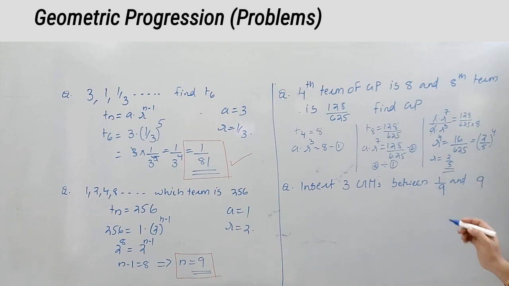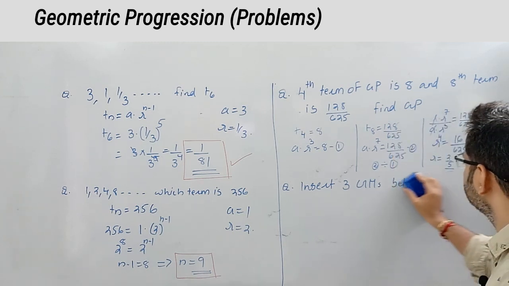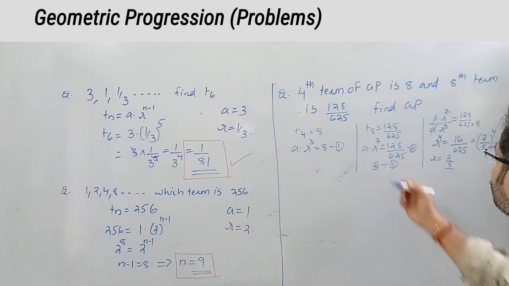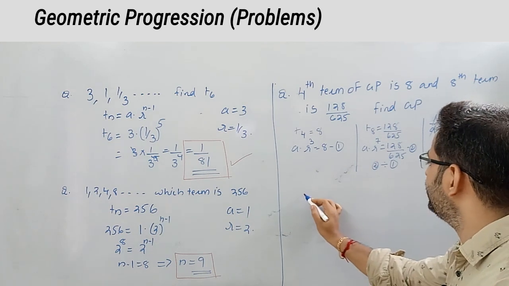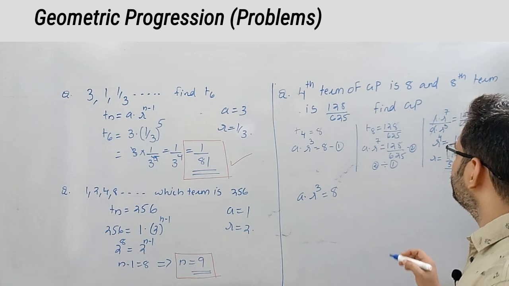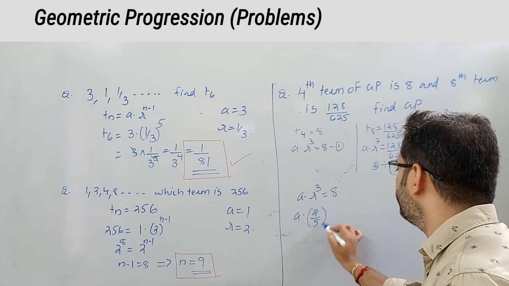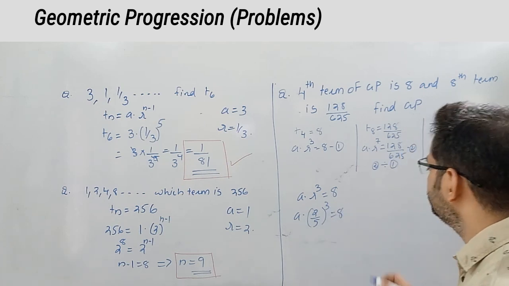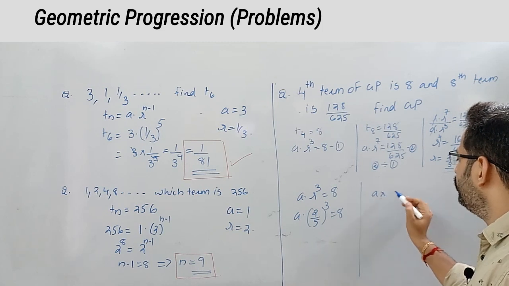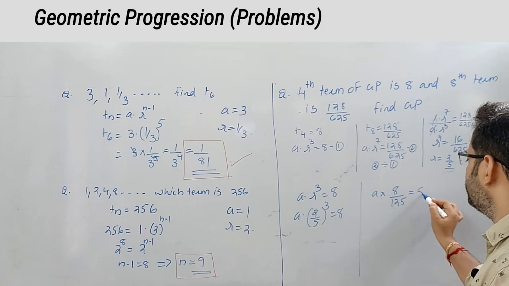Now substituting the value of R in equation 1. The first equation is A into R raised to 3 is equal to 8. The value of R is 2 by 5. A into 2 by 5 the whole raised to 3 is equal to 8. That implies A into 8 divided by 125 is equal to 8.